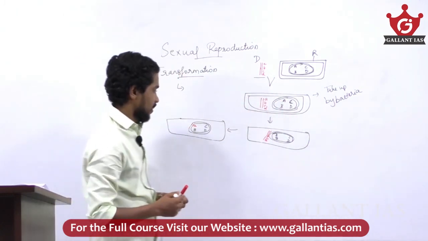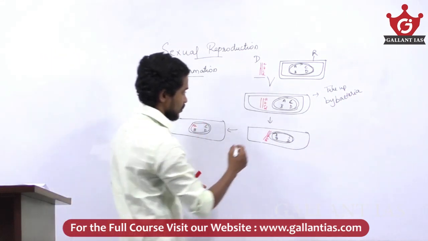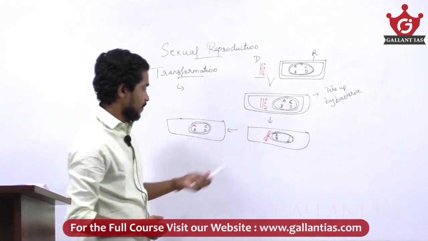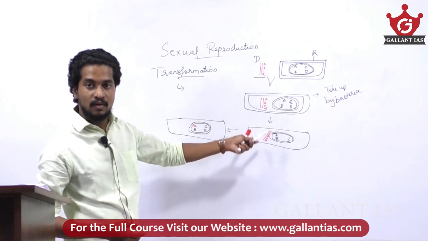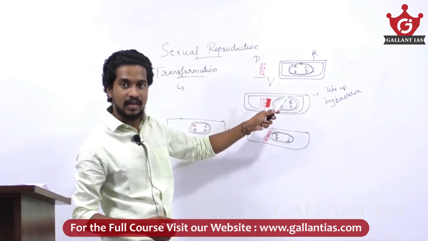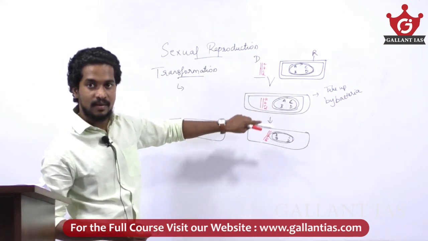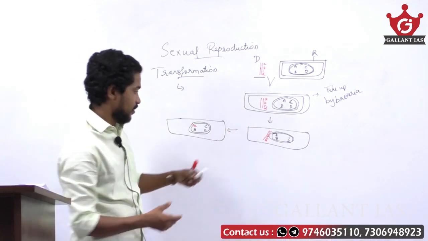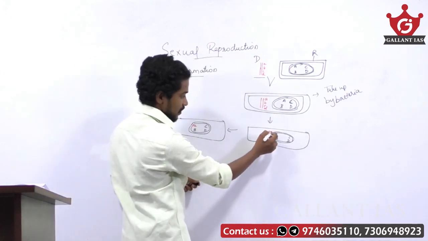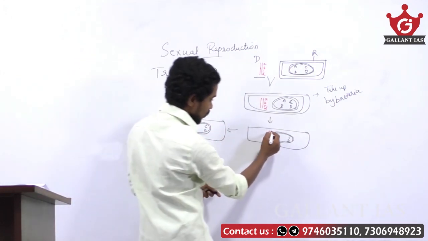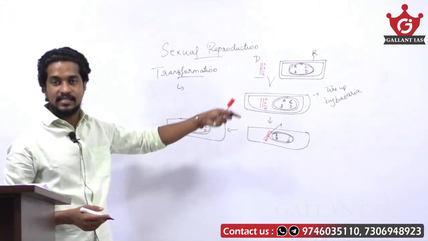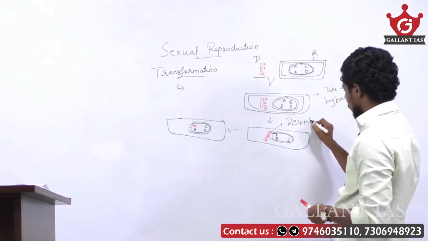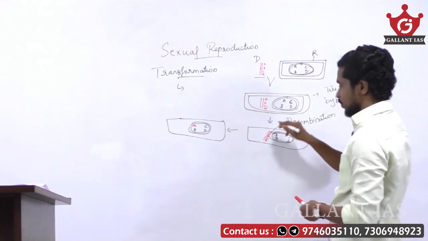By recombination, there is a chance to mix up their genetic material. This is the genetic material released into the environment, and a competent bacterium is able to take it up, so it enters the bacterial cell. As these two genetic materials come closer, there is a chance for recombination.